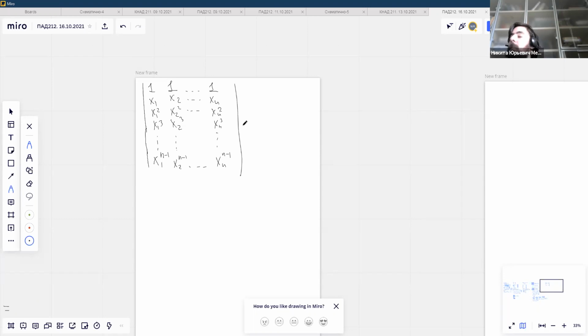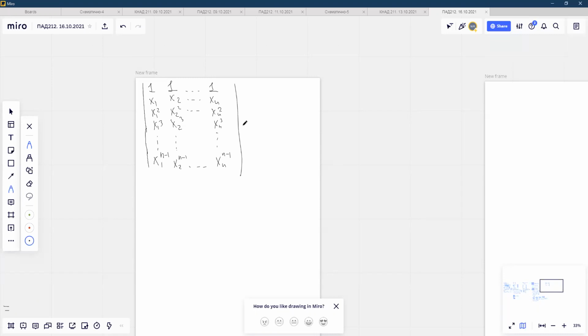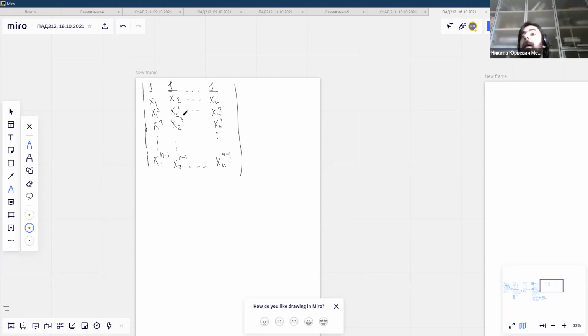Something obvious. I promise I won't judge you yet. Maybe to try from the last row subtract the upper ones. Well, then if, for example, from this row you subtract this, you get expressions like x1 squared minus x1, and it is worse than the original x1 squared.